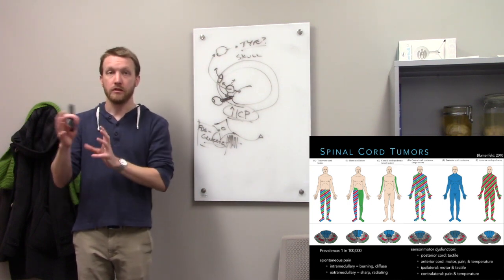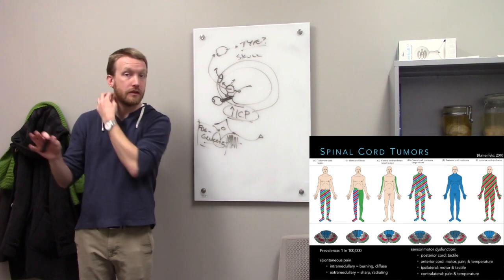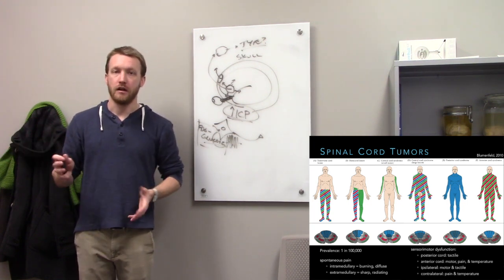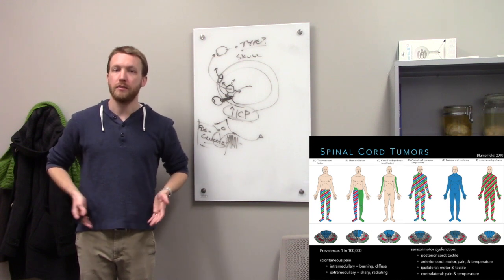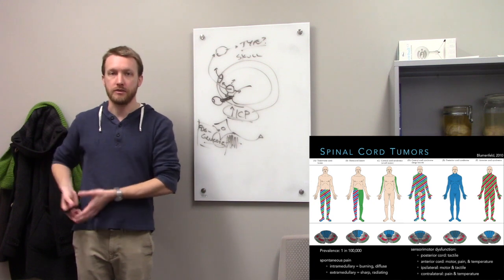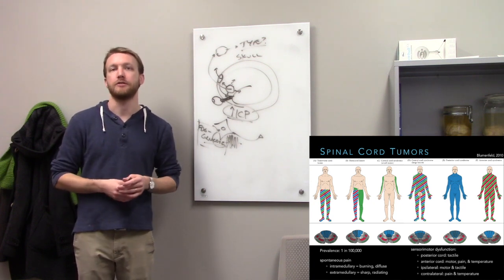Those hemicord lesions that can happen, so if you have a tumor on only one side of the spinal cord, there you can get asymmetry between the different sides of the body, where the contralateral side is going to have pain and temperature loss, ipsilateral would be motor and tactile sensation.